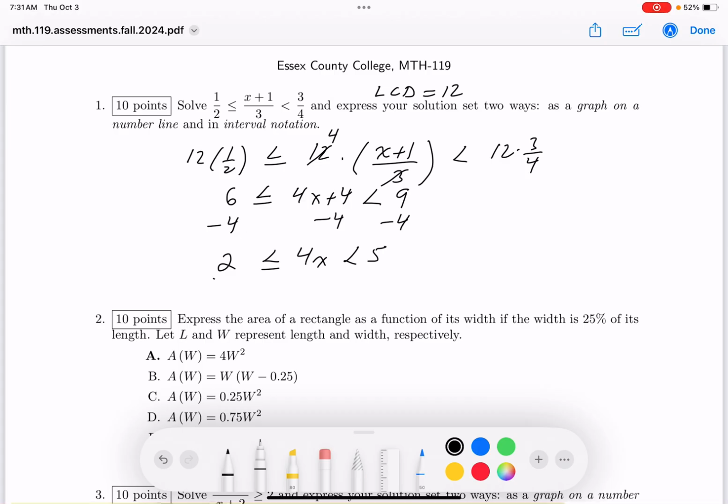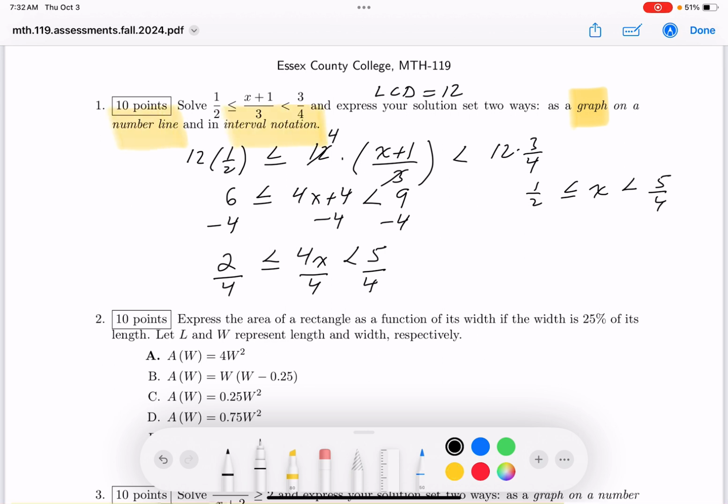The next thing I would do is divide all the sides by 4. So now I got my inequality solved. 2 divided by 4 is 1/2. 4 divided by 4 is 1, so I get 1x, and then I get 5/4. All right. Now, just reading through this, something I do notice is they want me to graph it on a number line, and they want the interval notation.